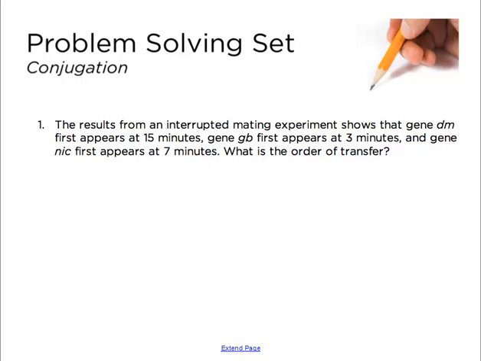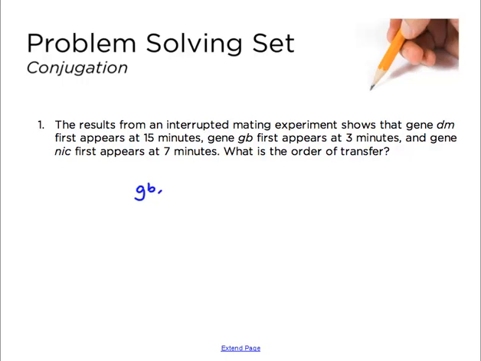So when you're talking about conjugation, you can figure out the order of transfer from donor cell to recipient cell by seeing which gene appears at the earliest time all the way up to which gene appears at the latest time. So the order of transfer, the first one that appeared was gene GB, because you see that 3 minutes is the earliest time a new gene appeared. So the first gene is GB.